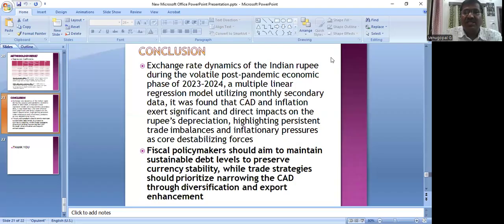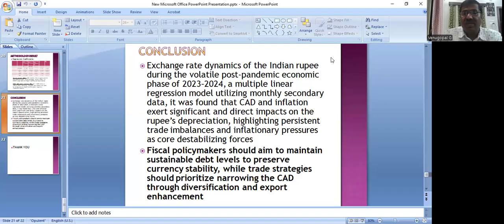So what we can conclude is, on the exchange rate dynamics of the Indian rupee during the volatile post-pandemic economic phase of 2023 and 24, a period of 2 years, a multiple linear regression model utilizing monthly averaged secondary data collected from various sources of the ministry and the central bank, RBI, found that current account deficit and inflation have a significant impact on rupee depreciation, highlighting persistent trade imbalances and inflationary pressures as core destabilizing forces.